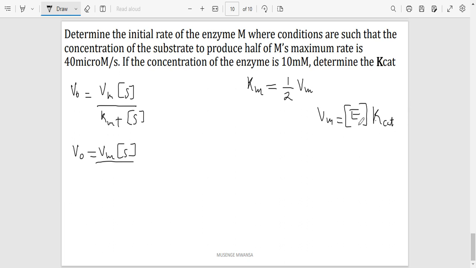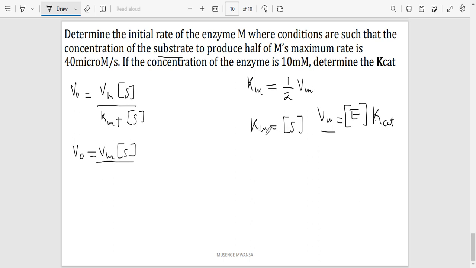So we're saying Vmax is equal to the concentration of E and then K cat. Now we come to this side. We've already seen that Km is equal to the concentration of the substrate in this question. What is Km? The concentration of the substrate when you have got half of the maximum rate. And for this question, we've already been told that conditions are such that the concentration of the substrate produces half of the maximum rate.